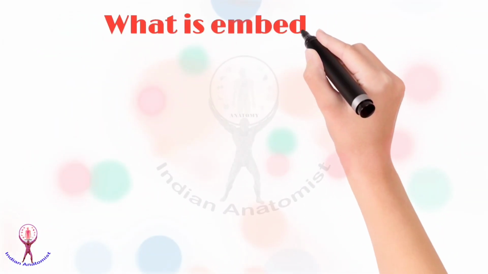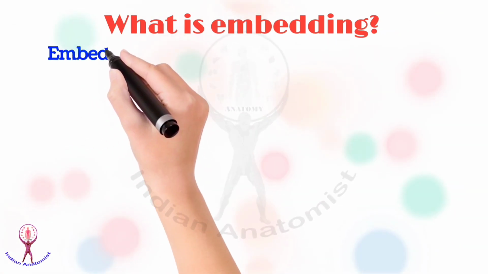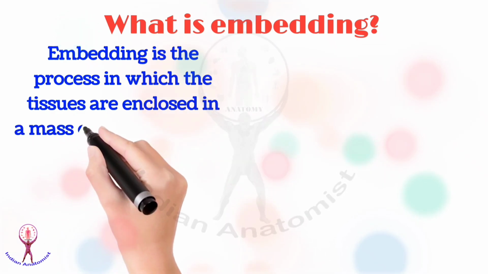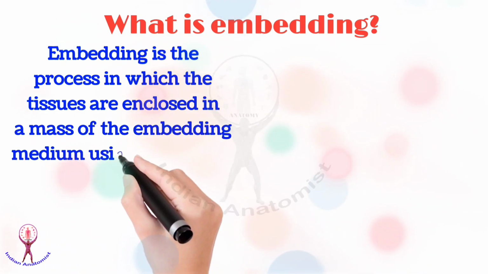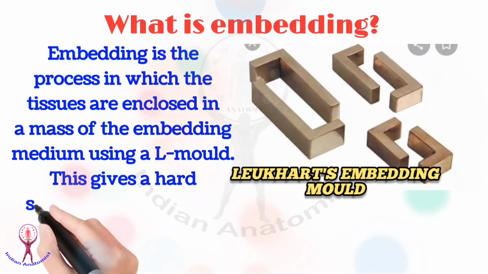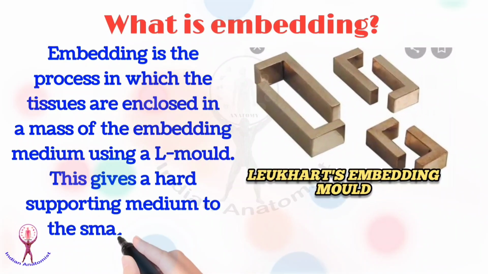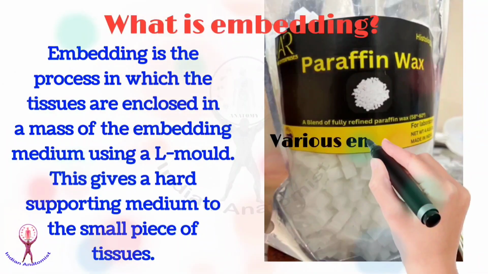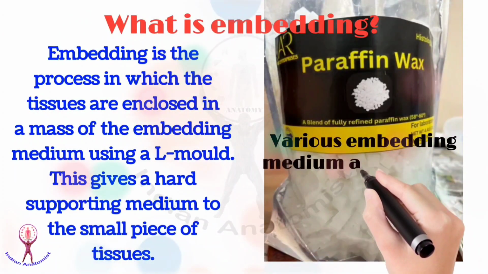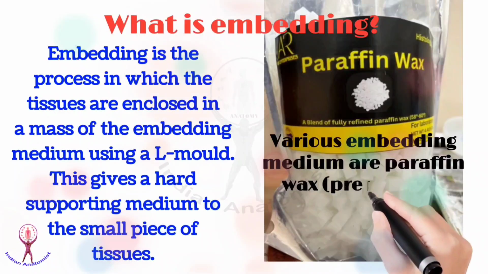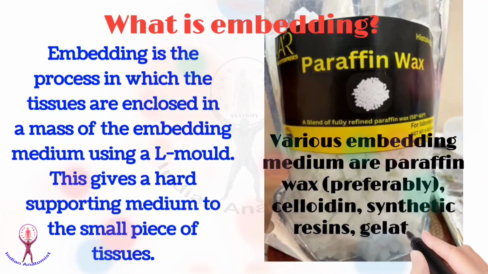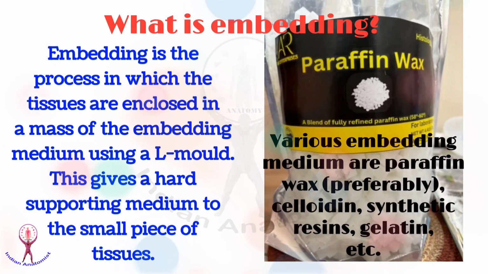Now, what is embedding? Embedding means fixing an object firmly in a surrounding mass. Embedding is the process in which the tissues are enclosed in a mass of the embedding medium using a Lockhart or L mold. The L molds are L-shaped brass metal molds that are reusable and may be adjusted to make different sizes of wax blocks. Nowadays, the laboratories use plastic embedding rings instead of L mold. Commonly used embedding media in histopathology labs are paraffin wax, celloidin, synthetic resins, gelatin, etc.